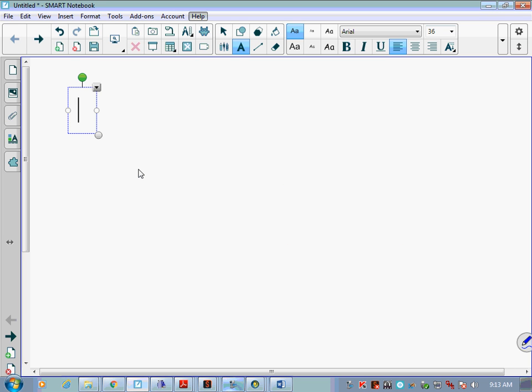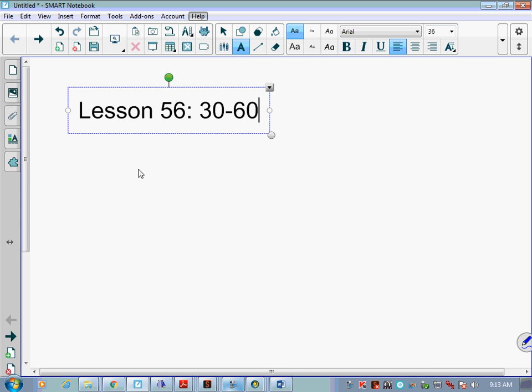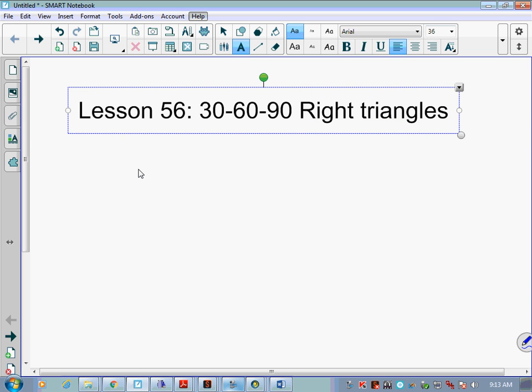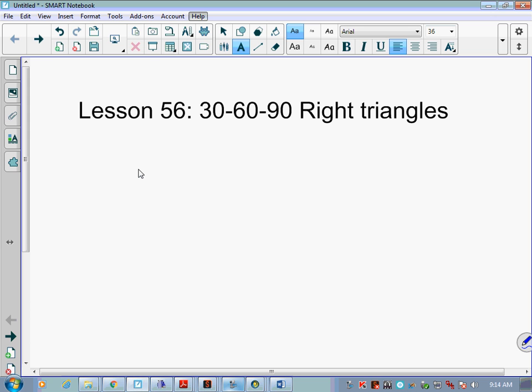Right, today we're going to be looking at Lesson 56 and Lesson 57 in your geometry book. Lesson 56 starts on page 368. In this, we're going to be looking at 30, 60, 90 right triangles. Hopefully we remember our 45, 45, 90 triangles. We've covered that. This is similar, except it's different ratios. So instead of 45, 45, 90, obviously we're at 30, 60, 90.